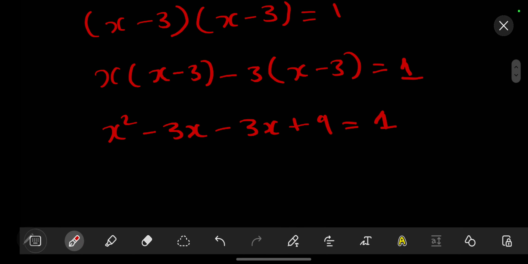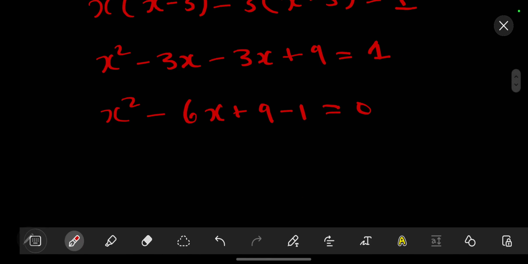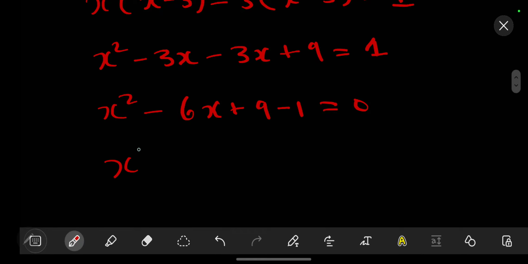So now what do we get? We get x squared, minus 3x minus 3x gives negative 6x, then we have plus 9. We take the 1 to this side, so we have minus 1 equal to 0. So we are going to have x squared minus 6x plus 8, which should be equal to 0.